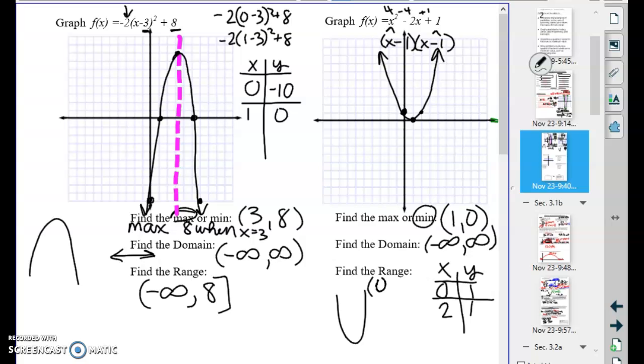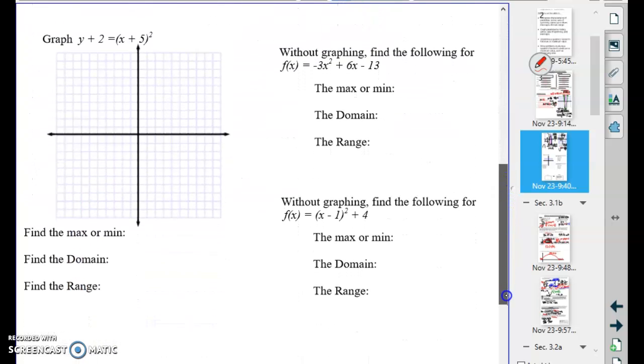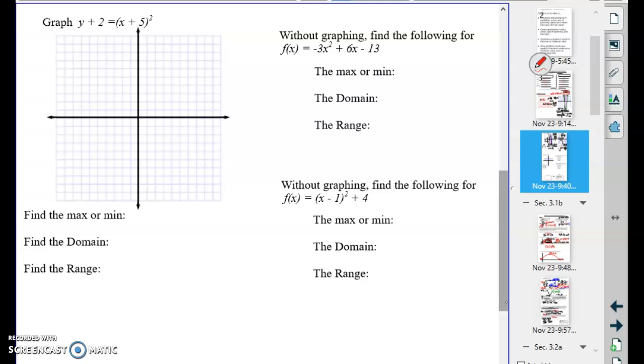So I've got 0, and I just did something wrong. Did you see it? What did I do wrong? Yeah, the 0 is included. So I'm going to change that because I've got to box it because the 0 is included. All right, let's do one more on here, and then we'll save the rest for another video.